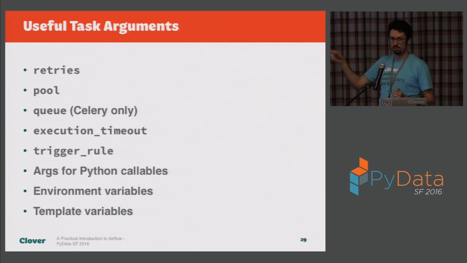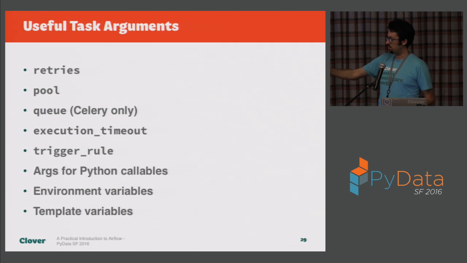There's the execution timeout to put a time limit on it. Trigger rule is the rule for which the task gets executed. The default is all upstream tasks were successful, but you can change that to things like all upstream tasks failed, or all upstream tasks are done, which is like they've been run and ended in any state, for example. So you can get creative.